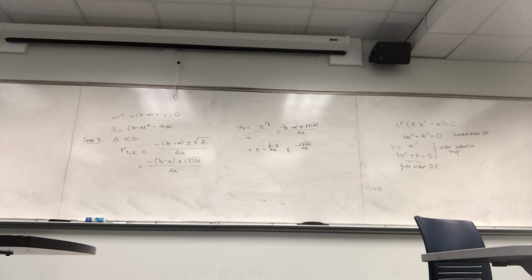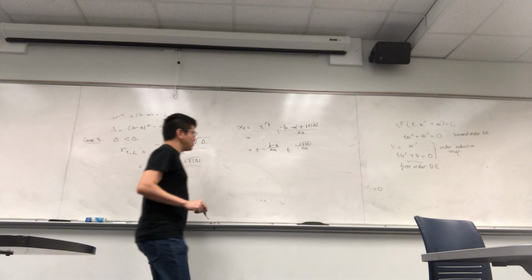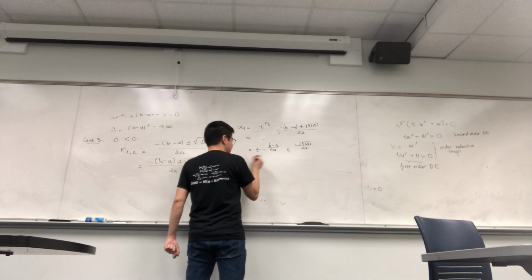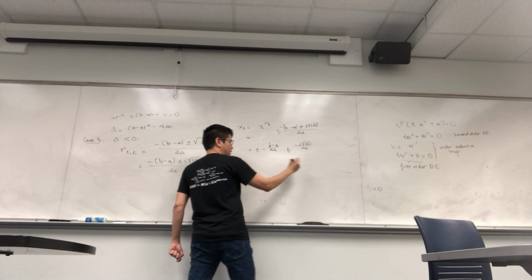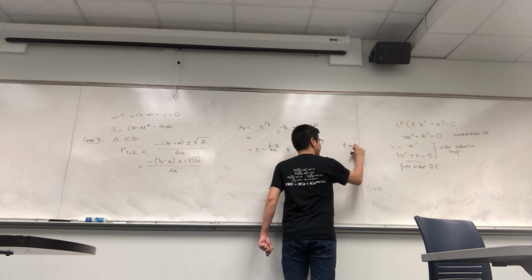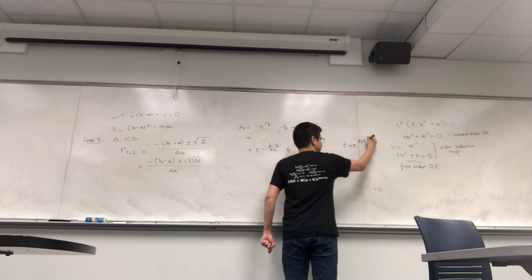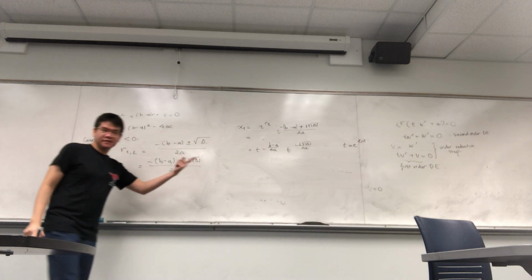Yes? If we can use Euler's formula, then we get rid of the imaginary. So what we can do is write t as e to the log t, because e and log are inverse functions. So you're going to write t as e to the log t. So now you have t is e to the log t, right?